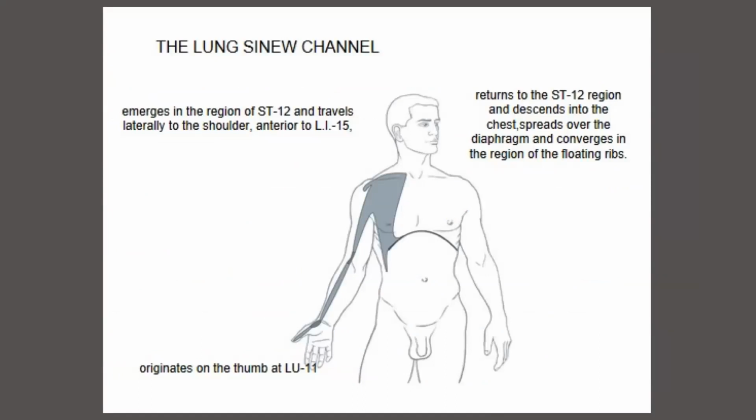To summarize, the lung sinew channel originates on the thumb at lung 11, and then it emerges in the region of stomach 12, then travels laterally to the shoulder, anterior to LI15, then returns to the stomach 12 region and descends into the chest, spreads over the diaphragm, and converges in the region of the floating ribs.